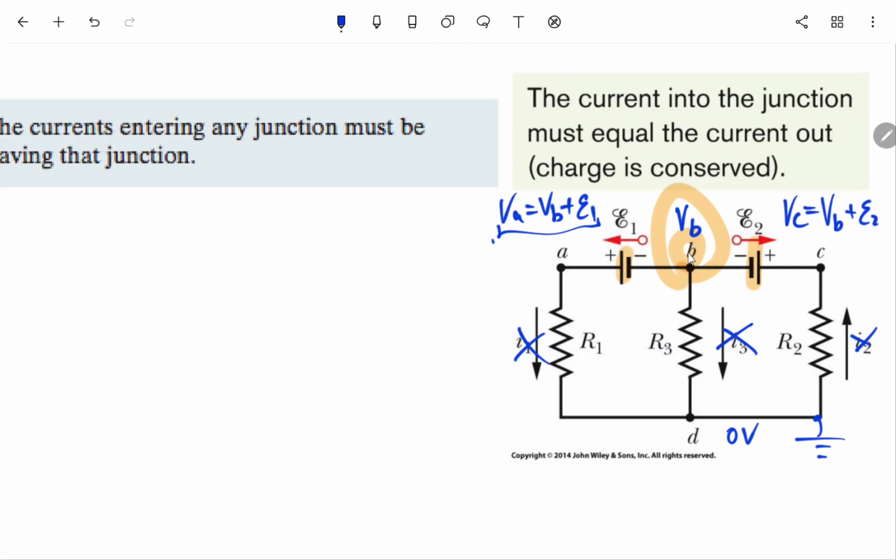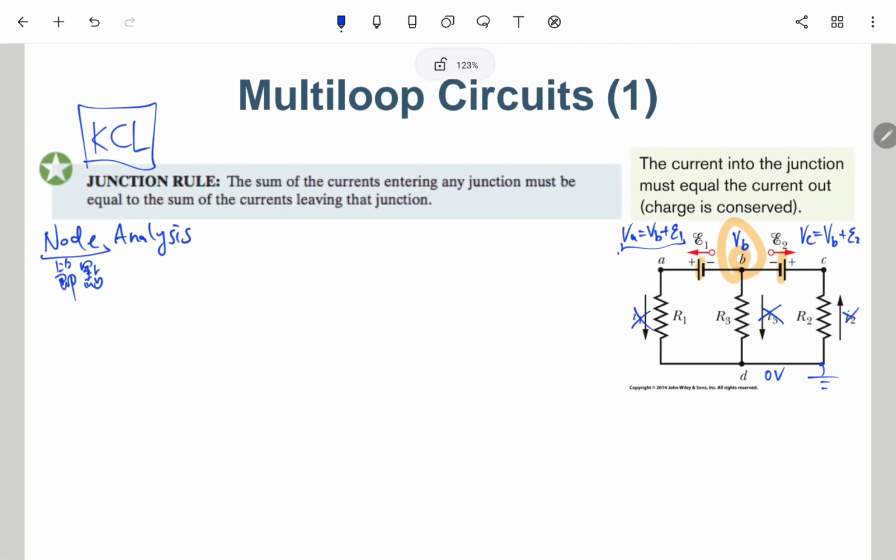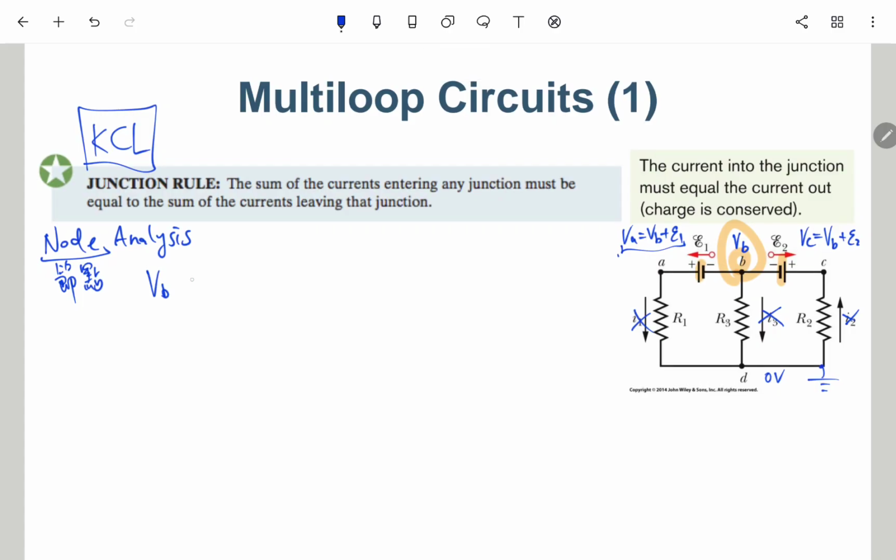Okay, so in that case, for the first current from VB to VA, we will have VB minus VA. VA is actually VB plus E1, and then over, okay, what is the resistance? Not like this. I shouldn't write like this because this is not a resistor. This is what students usually make mistakes on. So to determine the current, we cannot consider this one.